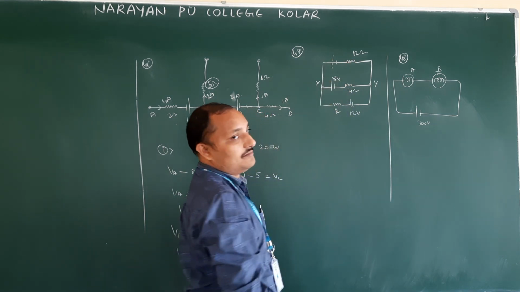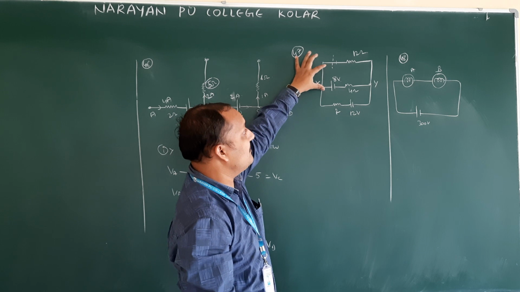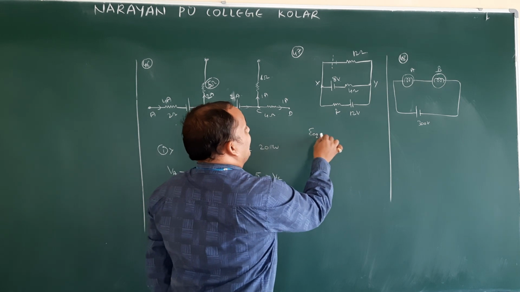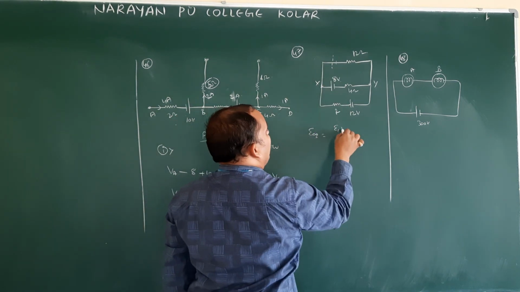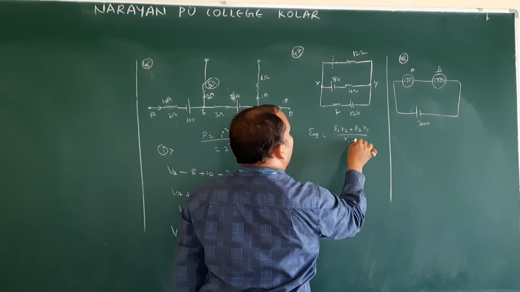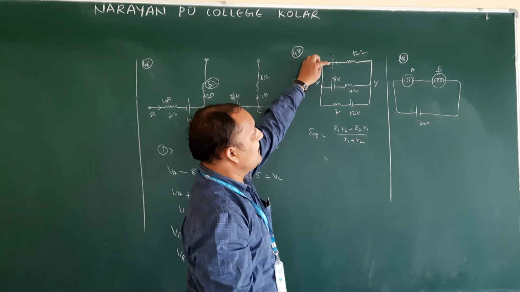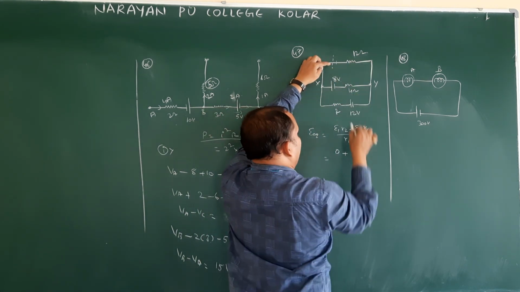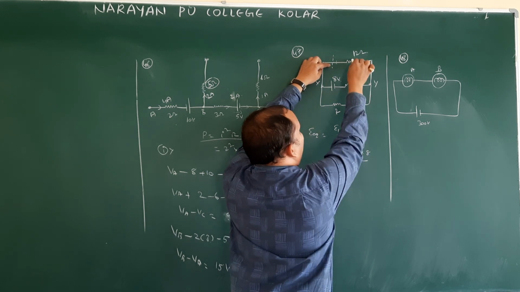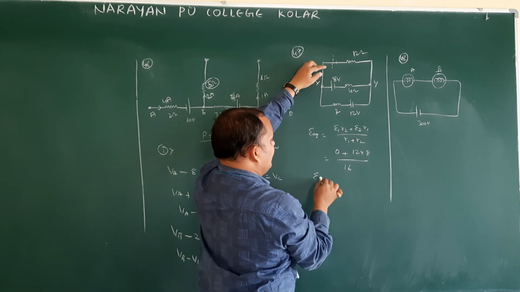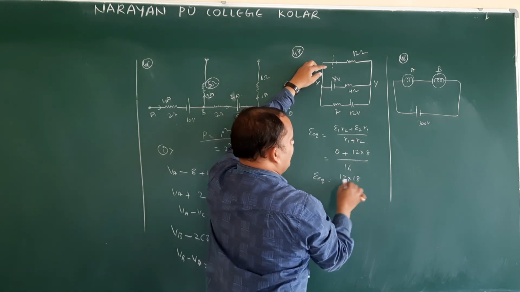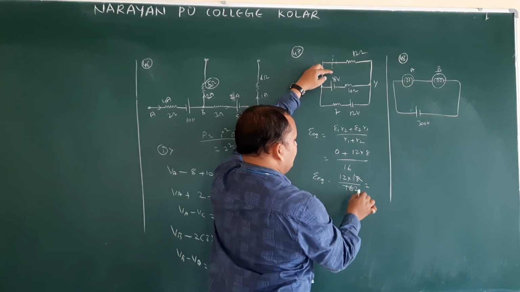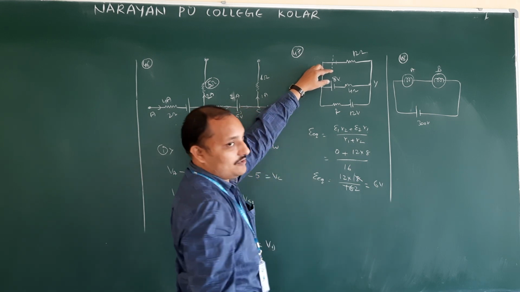This is not there, but we are just assuming, because two cells connected in parallel means the equivalent EMF formula we are going to calculate. So equivalent EMF is E1 R2 plus E2 R1 by R1 plus R2. Here E1 means in this, EMF is 0. So 0 into 4, 0 plus 8 into 12 by R1 plus R2, 12 plus 4. That is nothing but 16. So E equivalent is equal to 12 into 8 by 16, that is nothing but 6 volts.